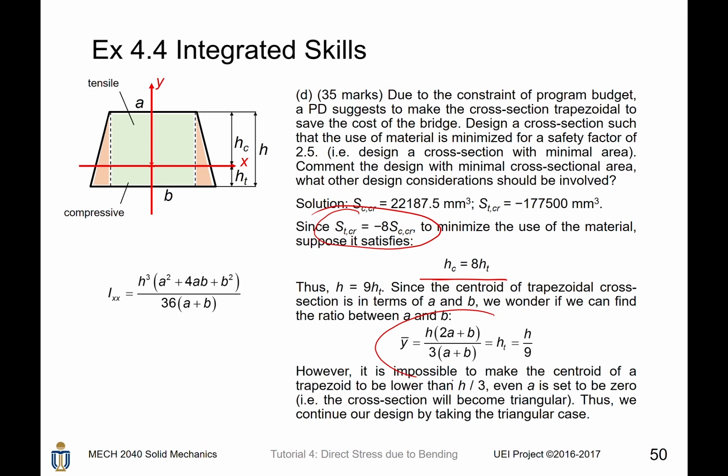However, it is impossible because the lowest centroid allowed for the trapezoid should be greater than h over 3. It is impossible to make the centroid lower than h over 3. That means if you say the centroid is located at h divided by 9, then it is definitely impossible for a trapezoidal cross-section, unless you change the shape of the cross-section. So we adopt the lowest value of the altitude of the centroid, which is h divided by 3, for our further analysis.